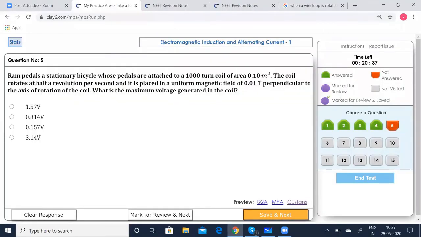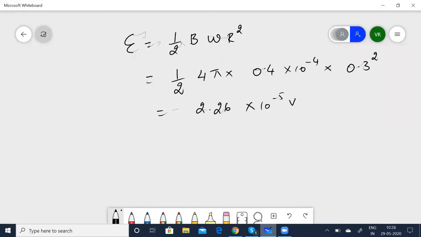So save that. Ram pedals a stationary bicycle whose pedals are attached to a 1000 turn coil of area 0.10 meter square. The coil rotates at half a revolution per second, and it is placed in a uniform magnetic field of 0.01 Tesla perpendicular to the axis of rotation of the coil. What is the maximum voltage generated in the coil? This is quite easy. So N is given, A is given, B is given. It is going to be easy for you to calculate now.